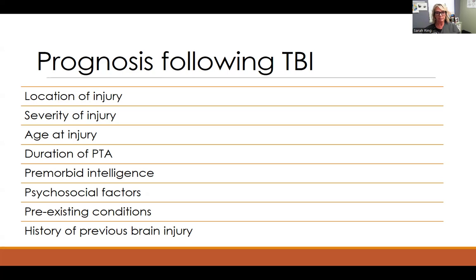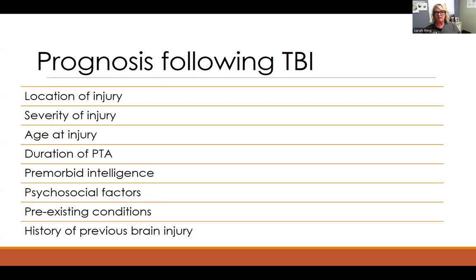Certainly, we know that severity does not equal function, right? So we like to say that because we know that an individual who sustains a mild traumatic brain injury doesn't necessarily just have mild consequences from that injury. But certainly understanding the severity of an injury helps as we determine prognosis for an individual.